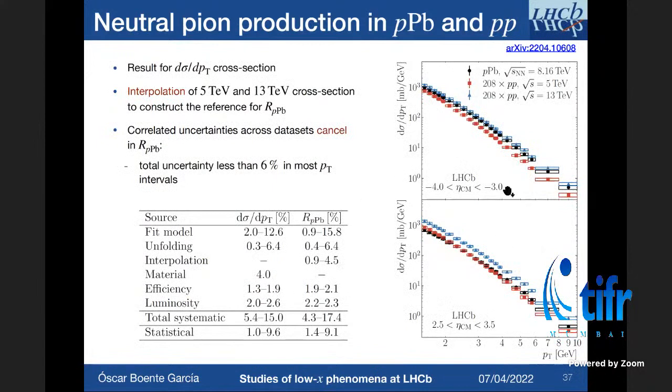Yeah, so here you have the measured cross sections in forward and in backward, and for the different systems. And as I said, for pp, to get the R_pPb, we need to interpolate the results because we do not have data at the same energy as pPb. So this comes at a cost of a systematic uncertainty, but fortunately, other systematics cancel when we do the R_pPb, and at the end we get quite a nice precision, about 6% in most bins.